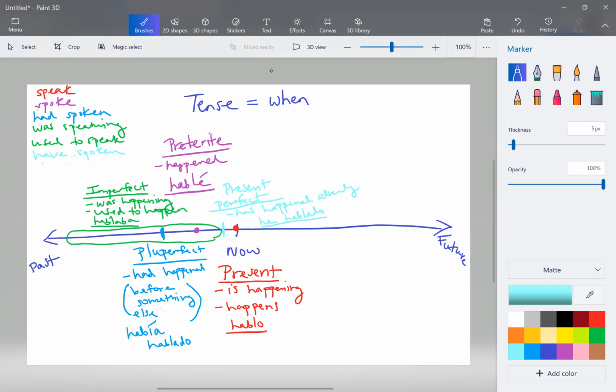All of these so far have either been present or past, but we have the future, right? So future. With future, we don't really know when. It's any time after the present. Future, will happen. And then the yo form for hablar, that looks like hablaré. Will speak.